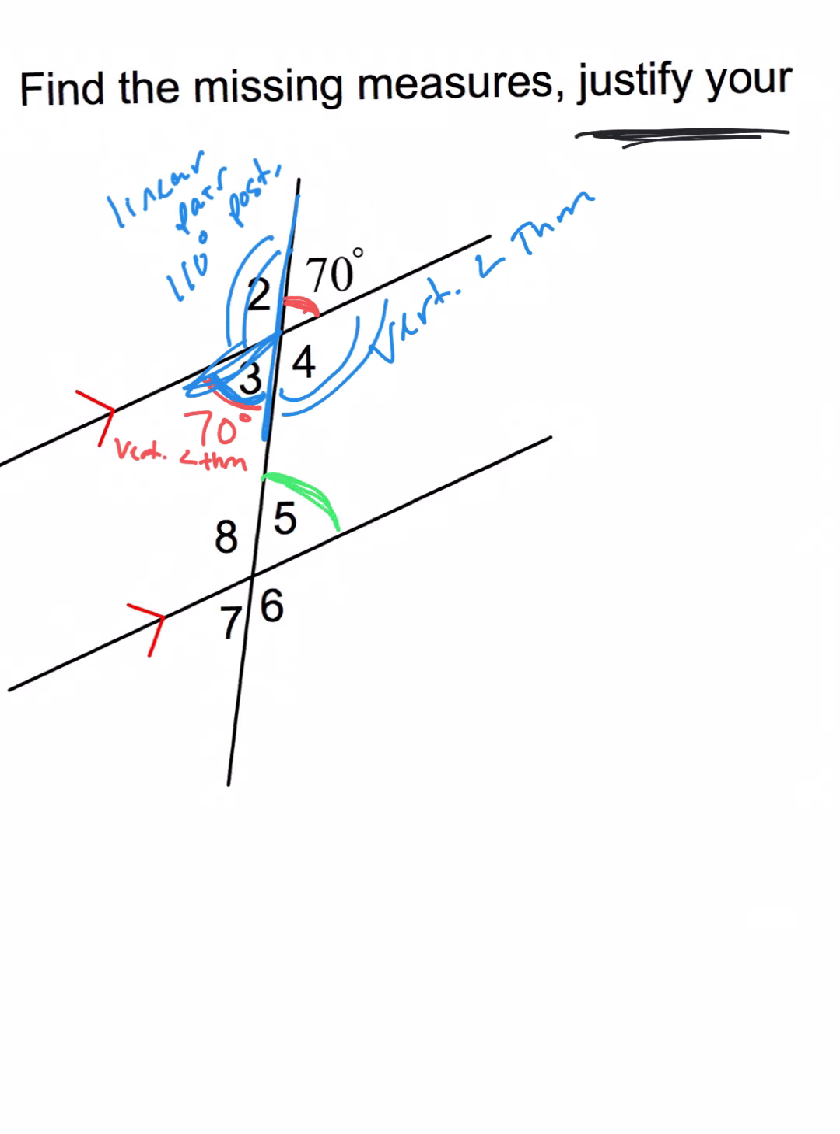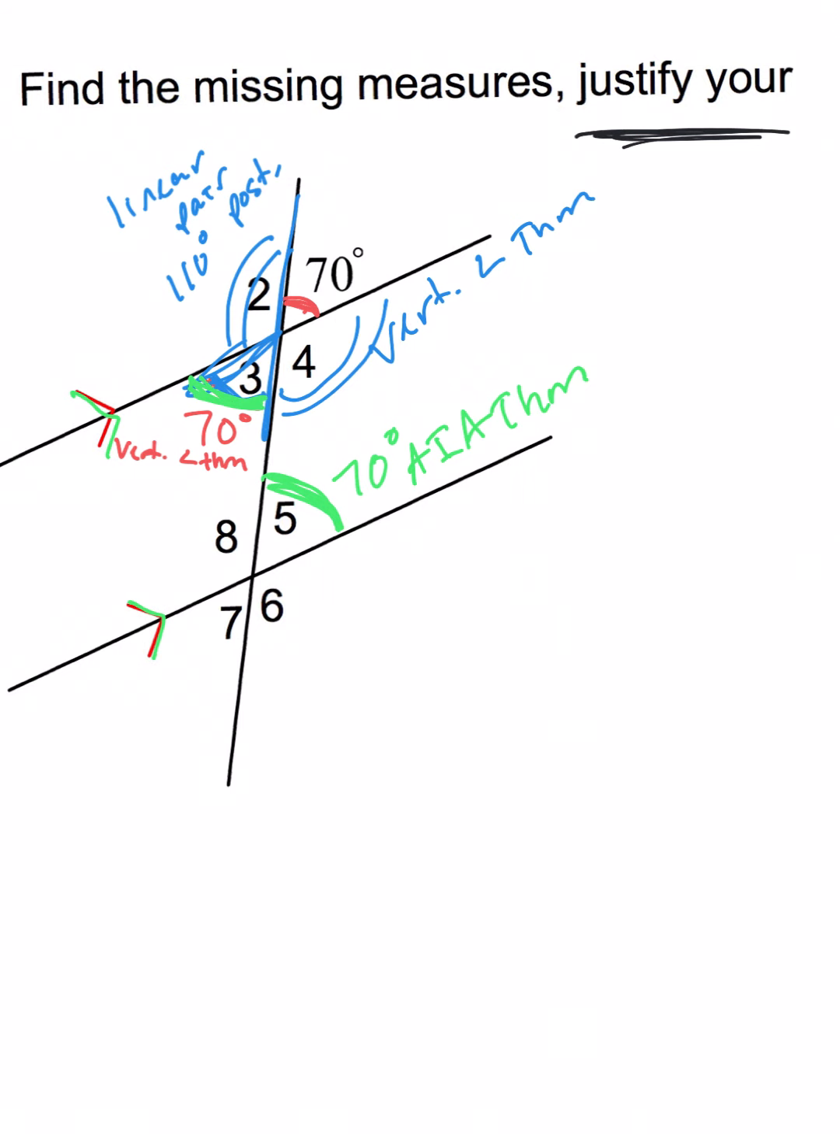I'm going to use the fact that 5 and 3 are alternate interior angles. And if I have parallel lines, which I do, right? These are both parallel. Then since 3 is 70, 5 is also 70 degrees. And again, that's the alternate interior angle theorem, because I'm using 3 to come up with 5.